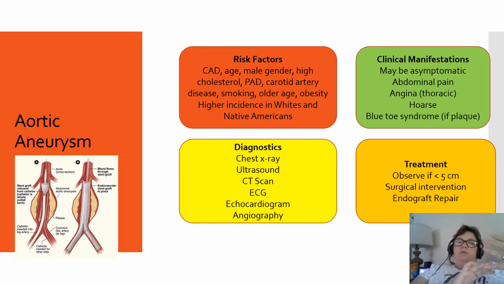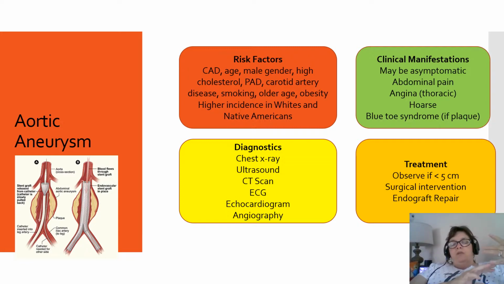They may be asymptomatic, and sometimes they'll monitor it, so they might find it on their chest X-ray. They might find it, or they may see a pulsation on physical exam in their abdomen. They may have abdominal pain. They could have, for a thoracic aneurysm, because it can be anywhere on the aorta, for a thoracic aneurysm, they may have angina pain and be hoarse. If there's plaque that shatters off with this aneurysm, they can develop a blue toe syndrome.